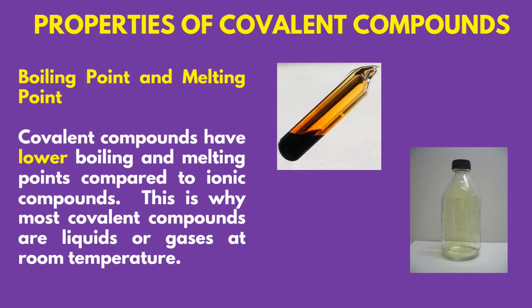Before we begin with the bond formation, let's enumerate some of the properties of covalent compounds. First is boiling point and melting point. Covalent compounds have lower boiling and melting points compared to ionic compounds. This is why most covalent compounds are liquids or gases at room temperature. Examples are liquid bromine and chlorine gas.